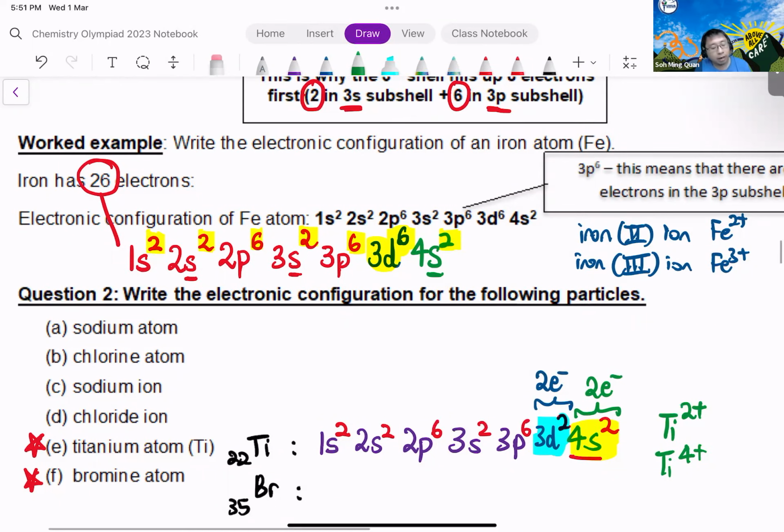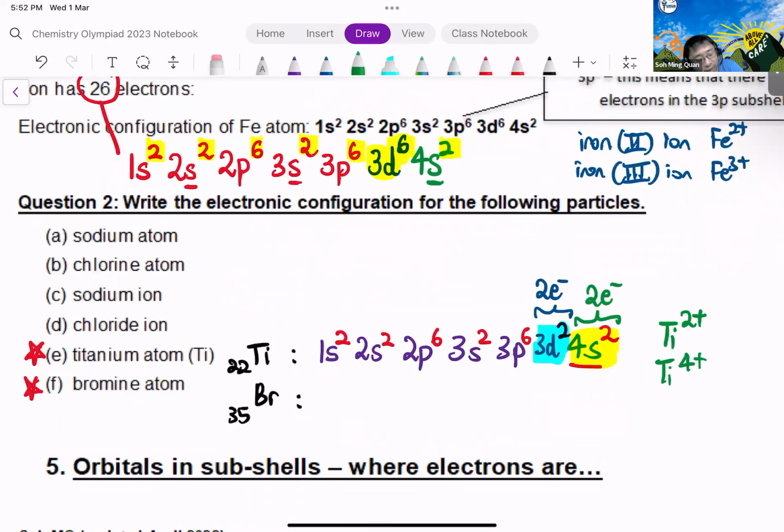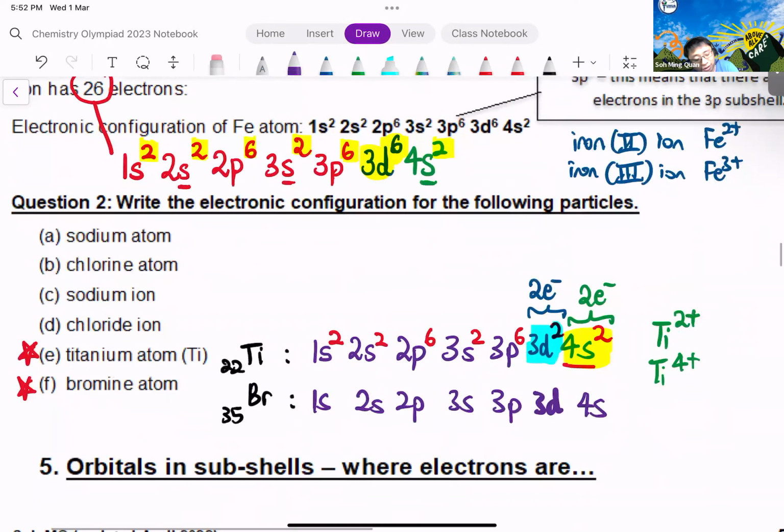Now let's move on to bromine. Let's do the same. 1s, 2s, 2p, 3s, 3p, 3d, 4s. And that's not it. Bromine goes until 4p. So we go one by one. 1s2, 2s2, because s is always 2. 2p6, 3s2, 3p6. Up to this stage, 3p is a good time to take a pause and think through.